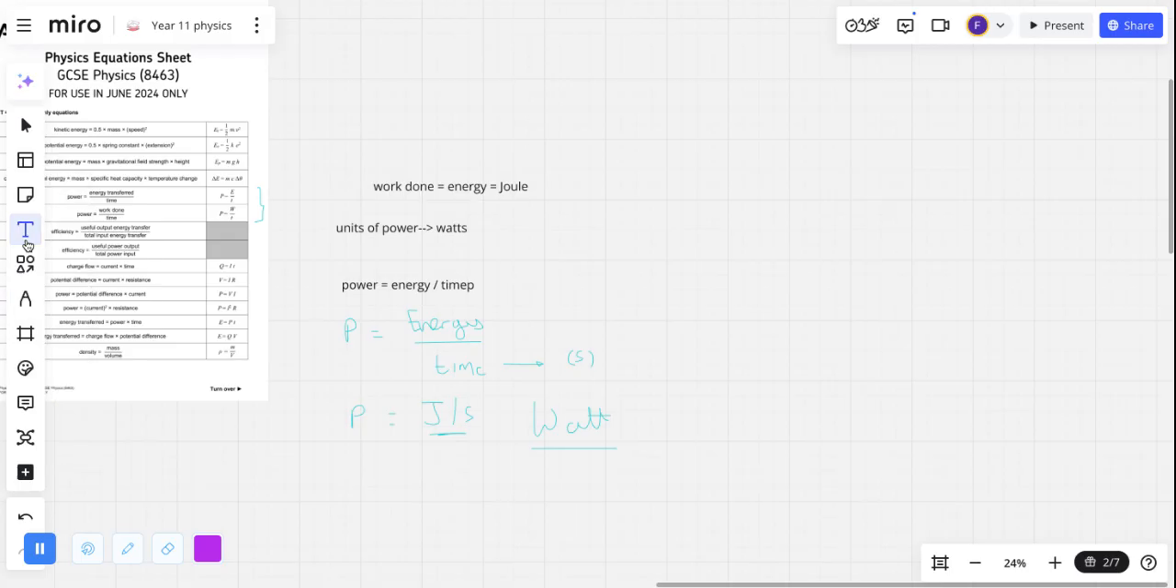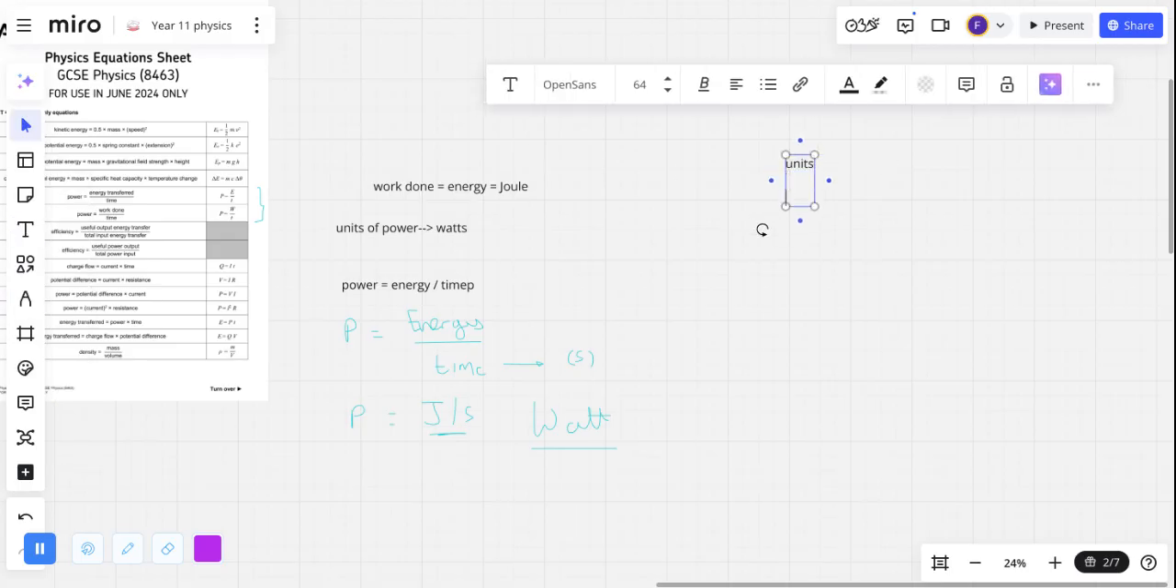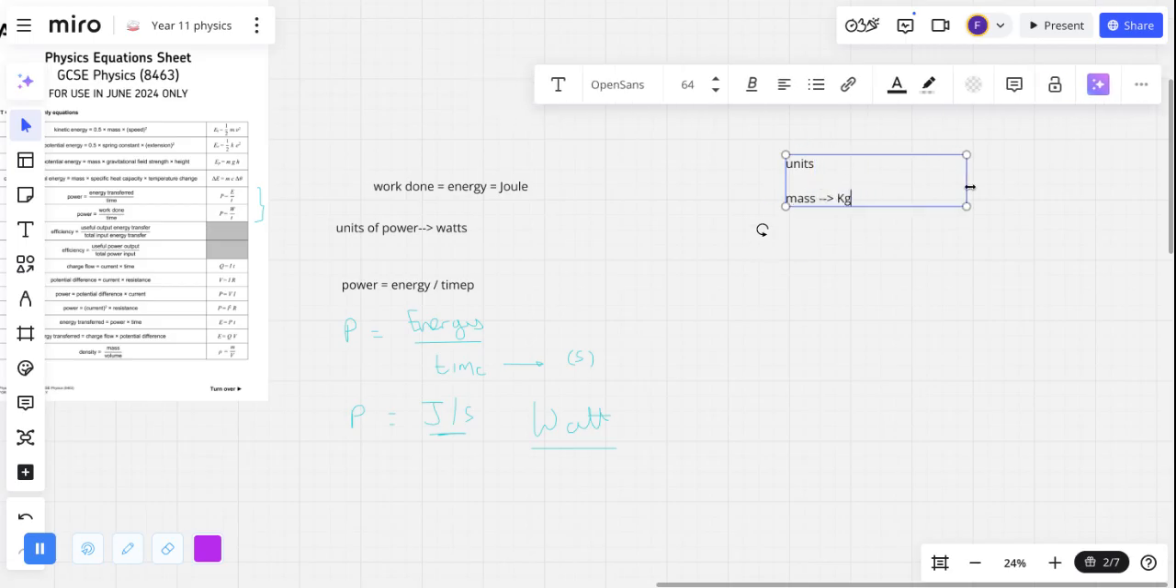Last thing, I want to talk about units. The units you will use are always, for mass, kilograms. Do not mix this up with chemistry, where we always use grams. Length is always meters. Time is seconds. So speed or velocity is distance divided by time, meters divided by seconds, and I really like that.